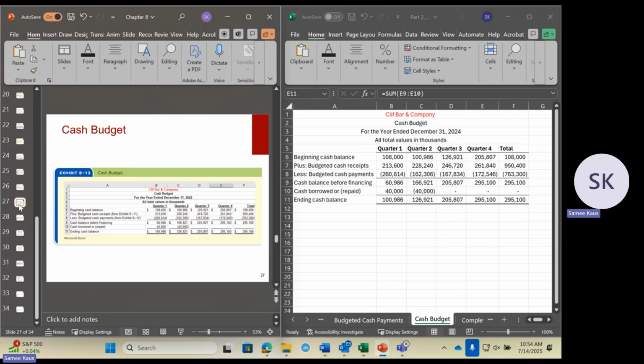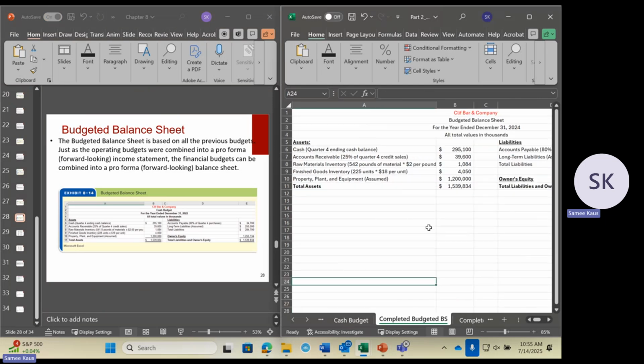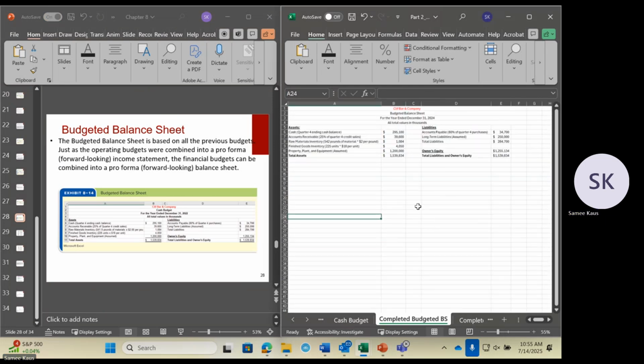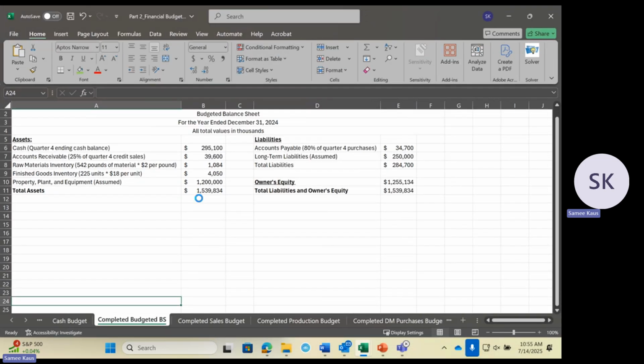So why do we prepare our cash budget? Well, of course, it is to prepare our budgeted balance sheet. So just like all of our operating budgets help us create our pro forma income statement, our cash budget helps us prepare our statement of financial position, or our budgeted balance sheet. So you can see here, and really we don't have a lot of information to build this, right? We absolutely could, and let me make my Excel a little bit bigger as we walk through this.